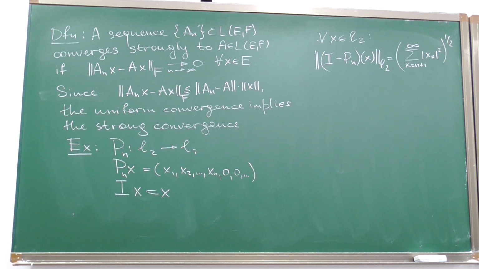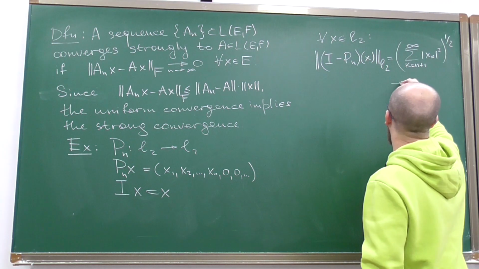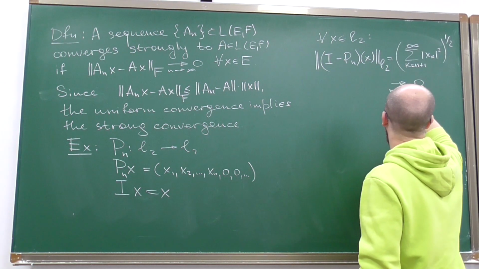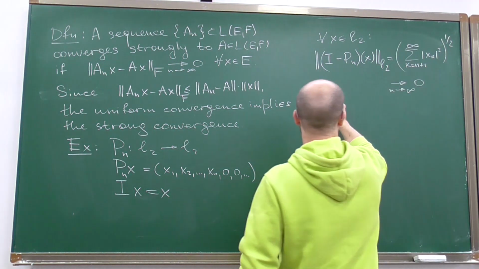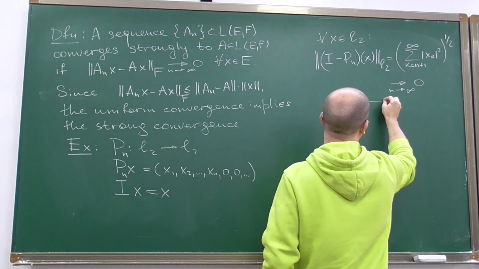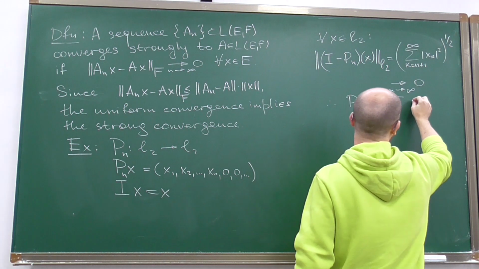But we know that the sequence x is from l2. So the whole series from 1 to infinity converges. So what we have here is a tail of a convergent series. When n tends to infinity, the tail of a convergent series tends to 0. So, by definition, the sequence P_n converges to identity strongly.